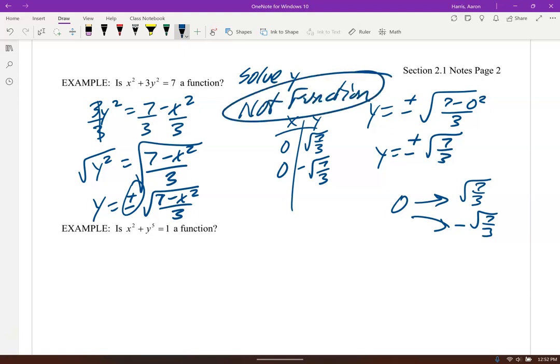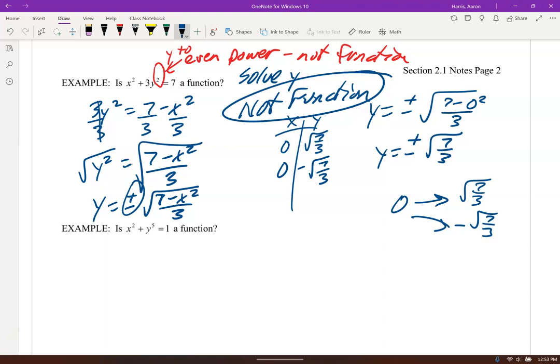Now you can be even lazier than that. Lazier meaning you don't even have to solve it. If you see y to an even power, then you will not be a function. If y is to an even power, you will not be a function. If y is to an odd power, that's totally fine.